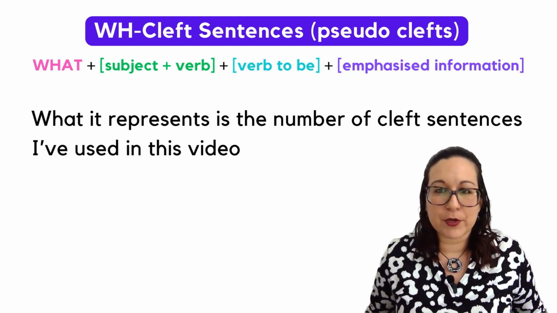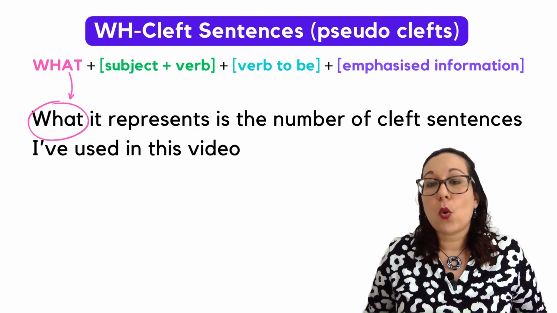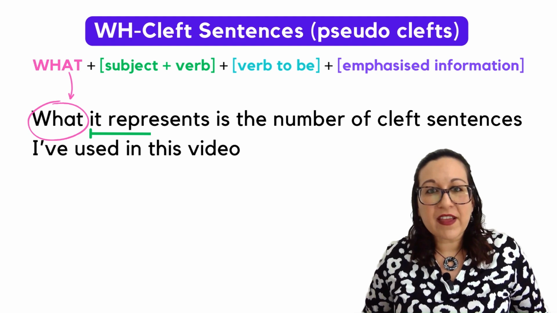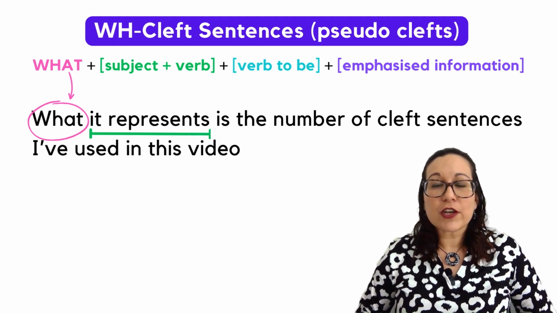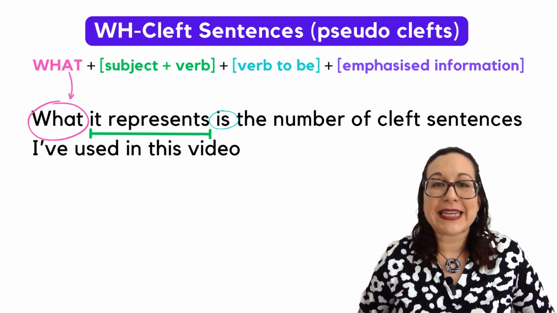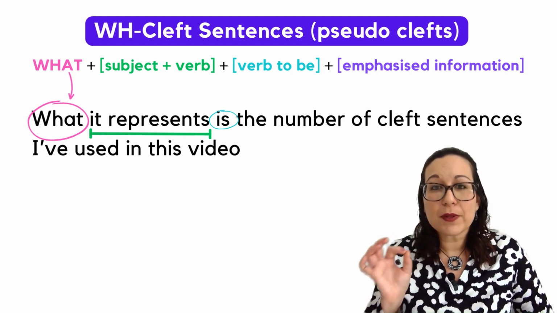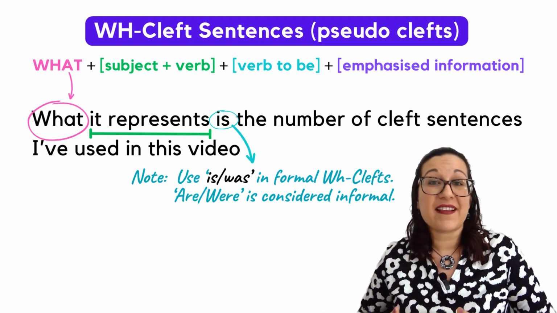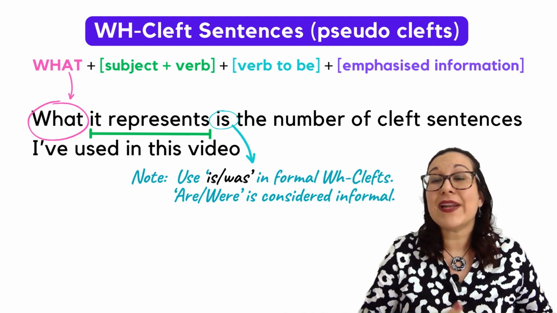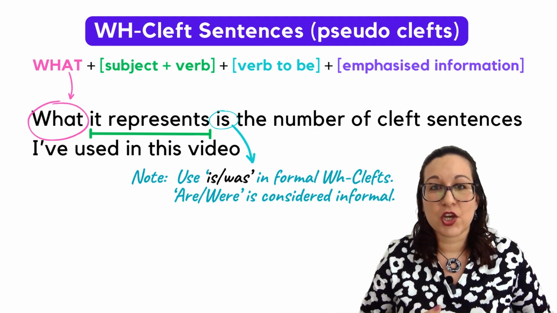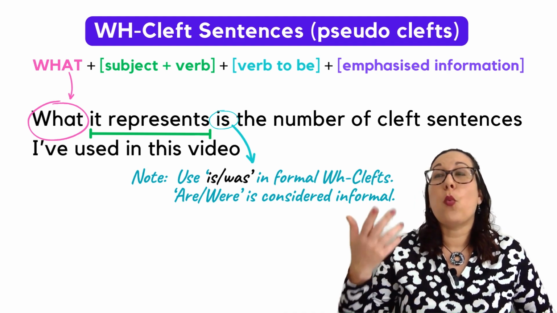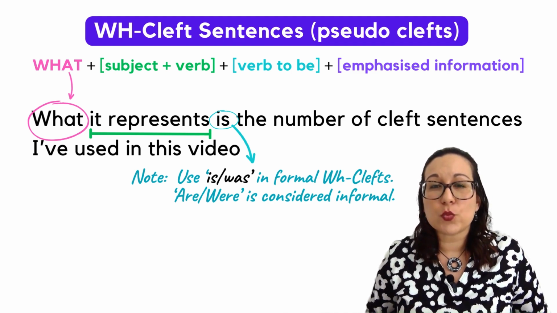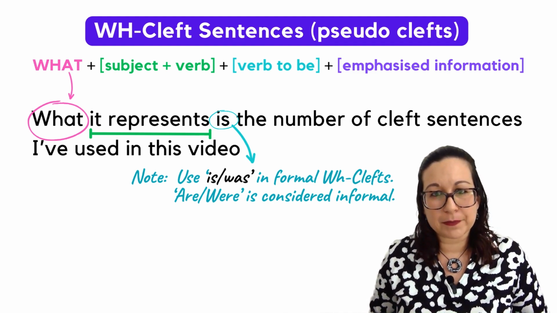And in this case, I put it at the beginning of the sentence. What? Then I need a subject and verb, what it represents. In cleft structures, we then have the verb to be, and for a nice formal cleft structure, we should consider this as the third person singular. So, what it represents is. What it represented was. Yes, you will hear people saying are and were, but it's considered more informal.